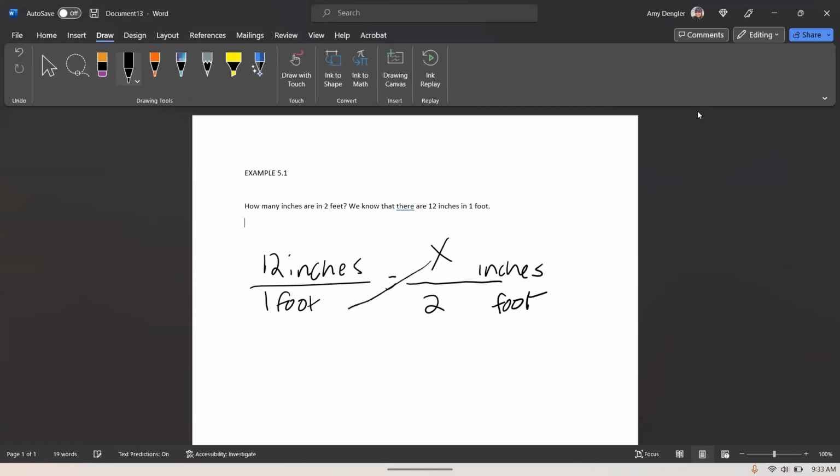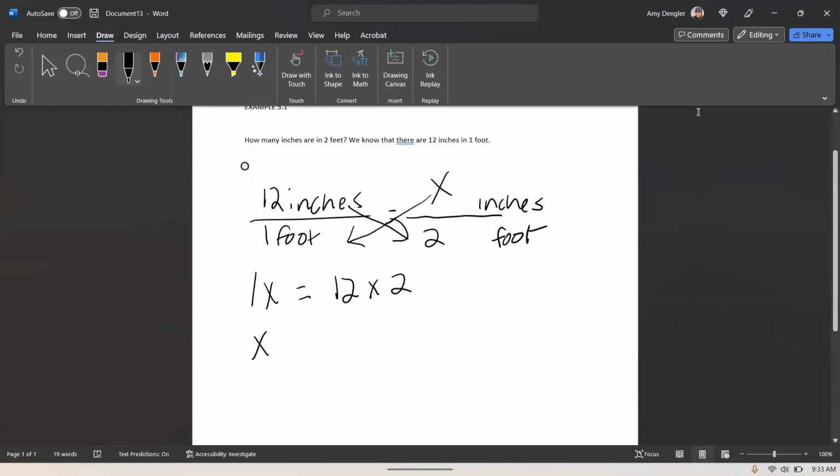So then we're going to cross multiply diagonally. This becomes 1x, which is really just the same as x. And then 12 times 2. So I'm just simplifying my problem down here. 12 times 2 is 24. So x equals 24. We don't have to do anything else because x is already alone. So our answer is 24 inches.